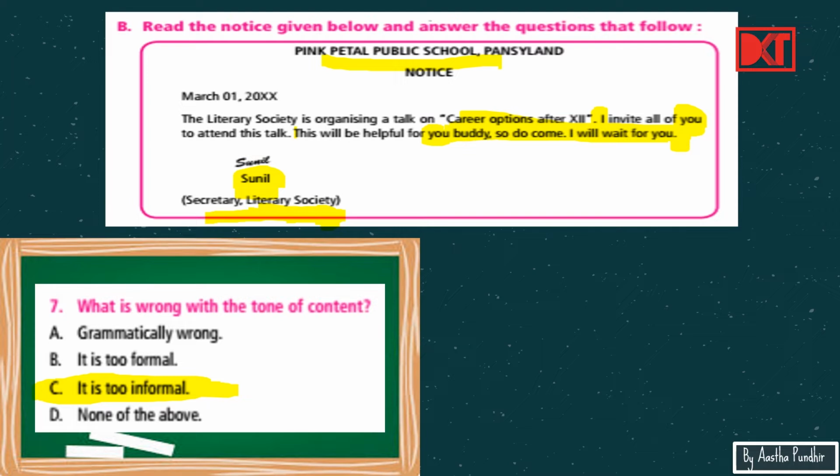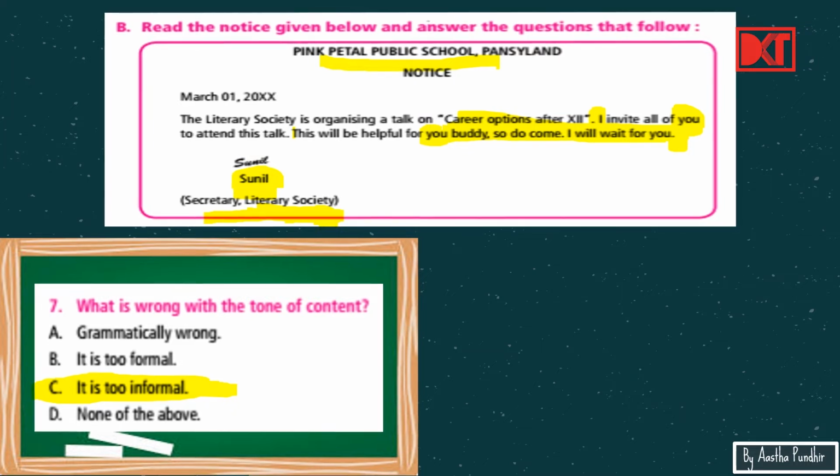So that's why this is too informal, and the correct one would have been, the students are invited to attend this talk as it would be really beneficial for them, something like that. And maybe they could have also mentioned who is the speaker who's going to come, or who's going to present. And here we don't even have the time and the date, so even that could be included. All right, so yes, let's move on.